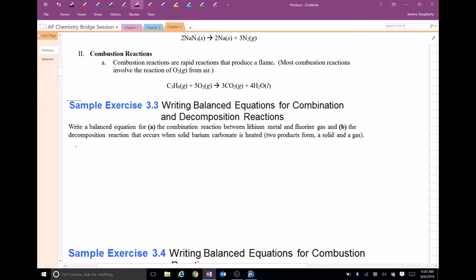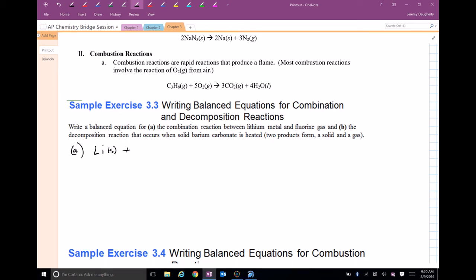So there's a combination, lithium metal. What's going to be the symbol for lithium metal? Li. Is it solid, liquid, gas, or aqueous? Solid. It's a metal, right? Metals are solid. Now, fluorine gas. Be careful. What's fluorine going to be?